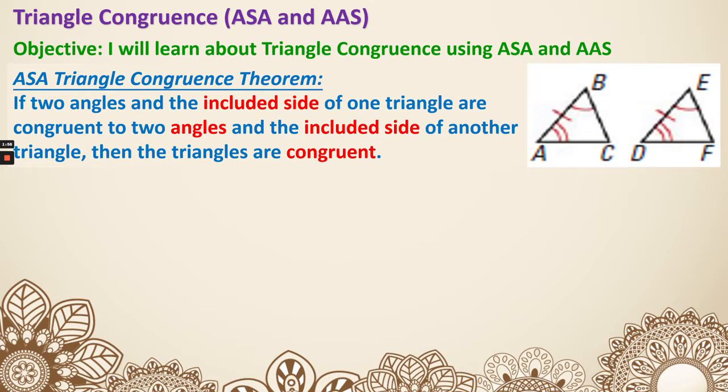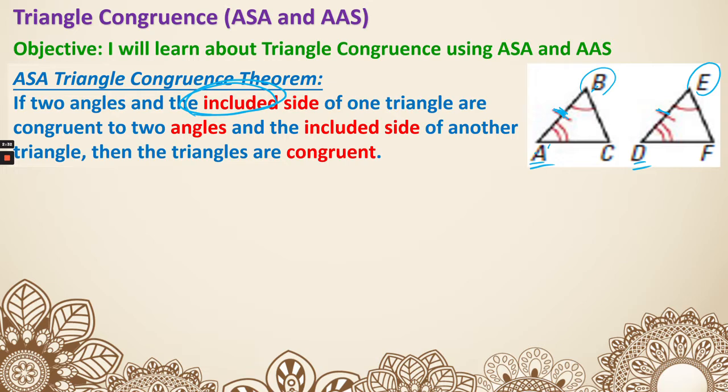ASA triangle congruence theorem: if two angles and the included side, and this time something to emphasize is included side, which means the side has to be between the two angles. So two angles and the included side of one triangle are congruent to two angles and the included side of another triangle, then the triangles are congruent. You can see this clearly indicates B and E are the same, A and D are the same. Then the side in the middle between A and B is right here. That side has to be the same as DE to actually use ASA.